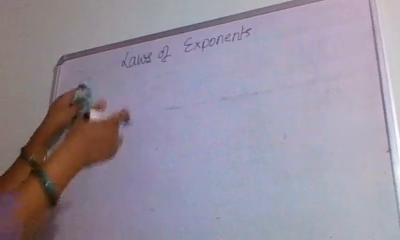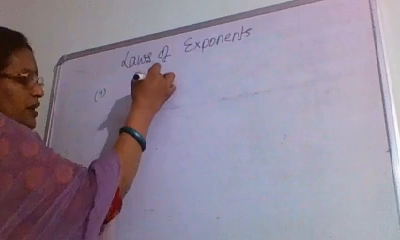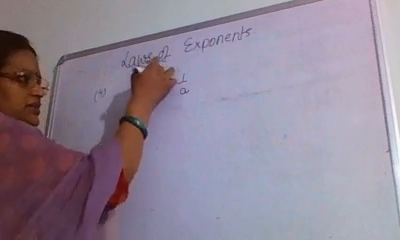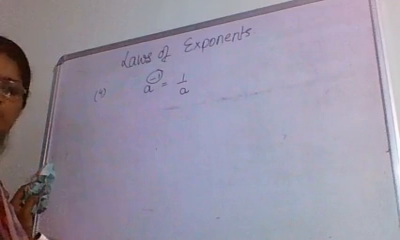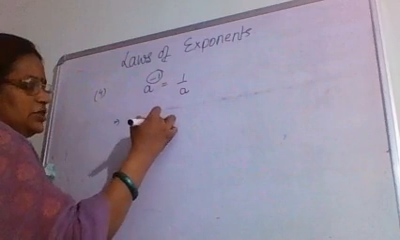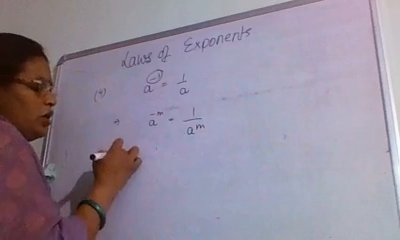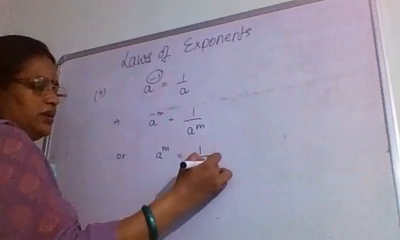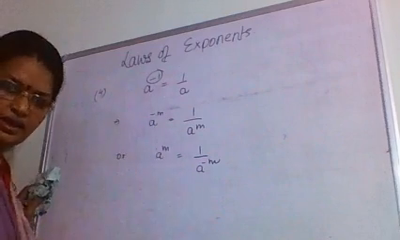Next law is a raised to power minus 1 is given by 1 by a. So minus 1 can be written as 1 by a raised to power 1. That's why a raised to power minus m is equal to 1 by a raised to power m, or you can say 1 by a raised to power m can be written as a raised to power minus m. By both ways we can write.